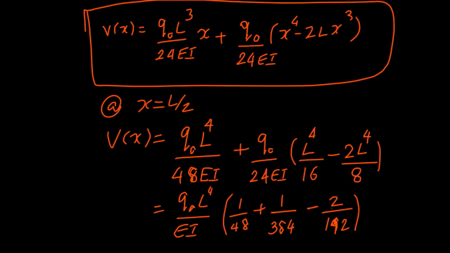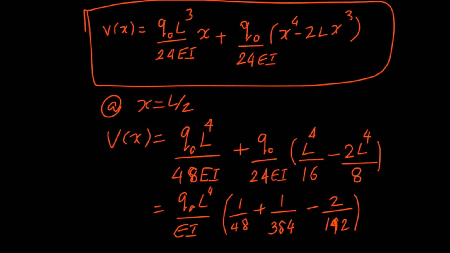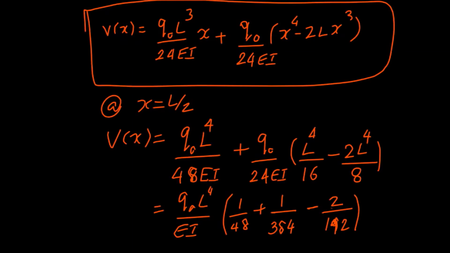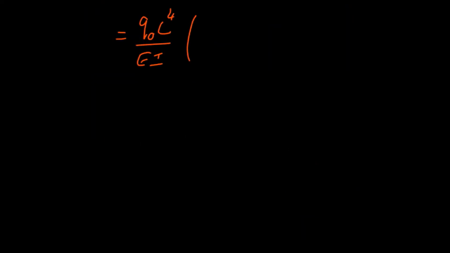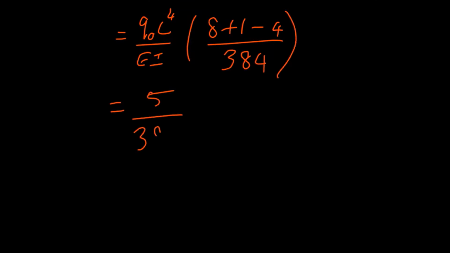Looks complex, but actually it is not. It is actually very simple. So I have taken a fresh page. So follow from this particular step. It is Q naught L raised to the power 4 divided by EI. If you take the LCM and simplify this, I'm going to write the answer right away. If you take the LCM, 48 into 8 is 384. So that is 8. You take the LCM, plus 1 minus 4 divided by 384. That gives 5 by 384 into Q naught L raised to the power 4 divided by EI.